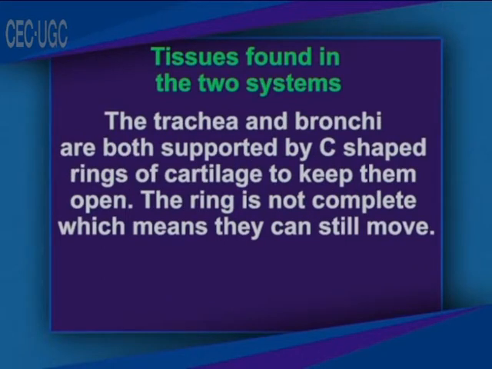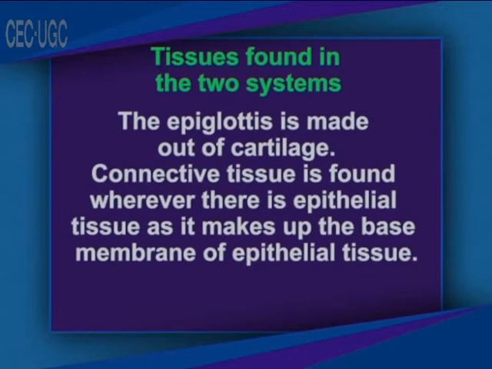The trachea and bronchi are both supported by C-shaped rings of cartilage to keep them open. The rings are not complete, which means they can still move. The epiglottis is made out of cartilage. Connective tissue is found wherever there is epithelial tissue, as it makes up the basement membrane of the epithelial tissue.